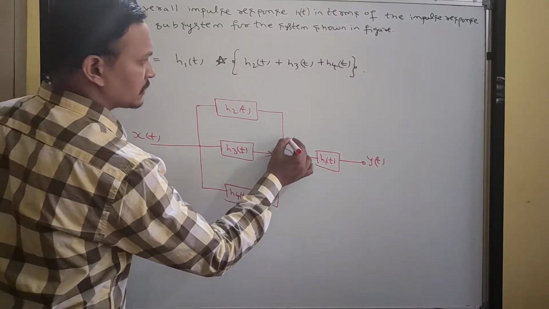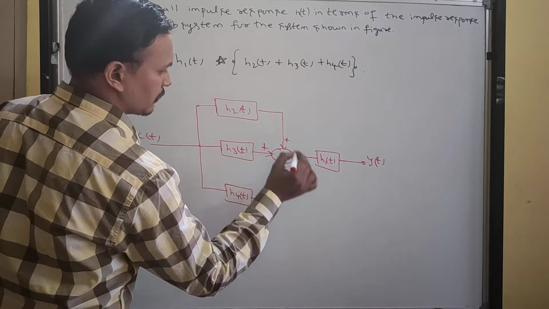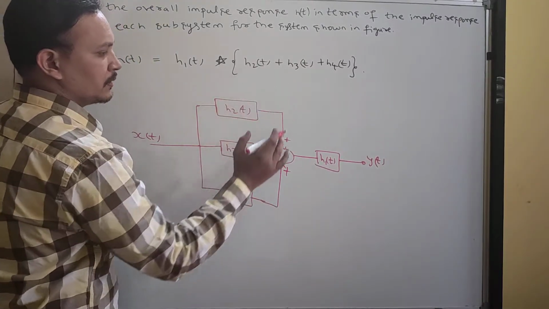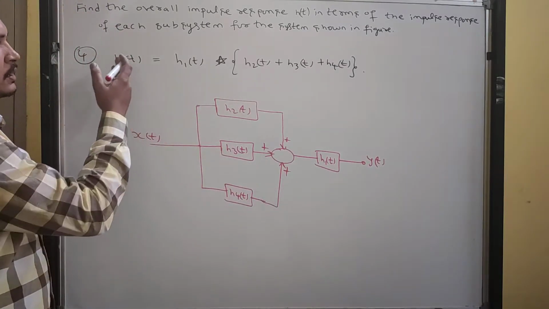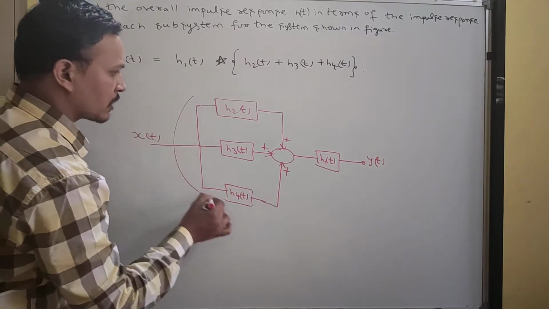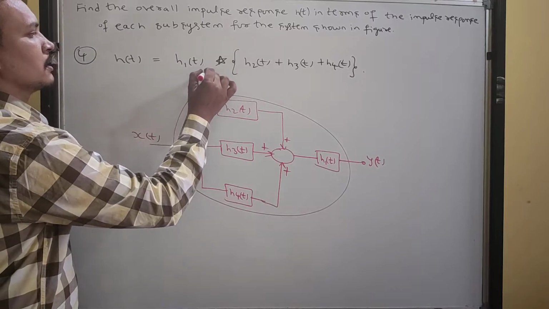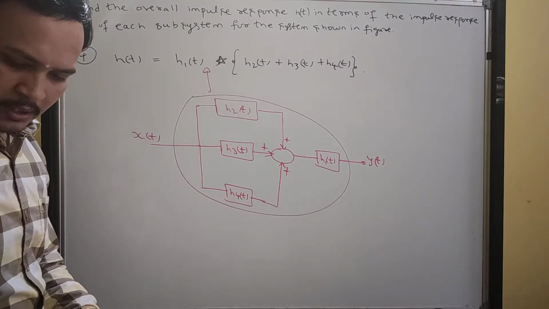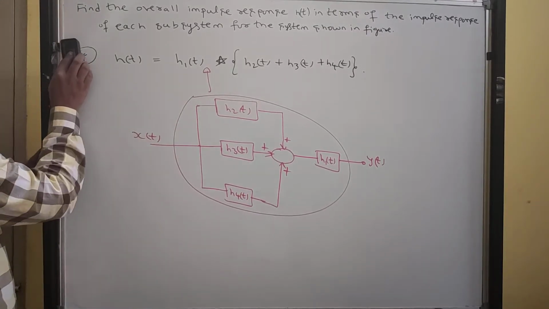Understood? But you write the symbols plus, plus, plus. Overall, this is the one that gets multiplied with H1 of t. So what is this overall? This overall is H of t. Okay, got it?